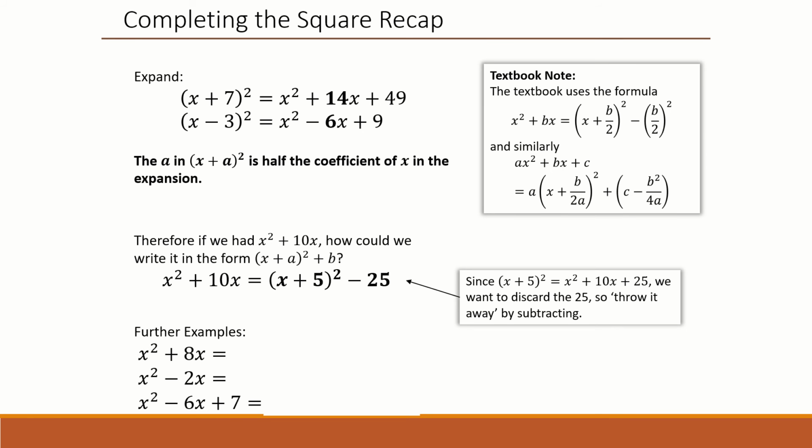Have a go at these further questions. The first one, same as the question before. You half the x term, and you should get (x + 4)² − 16. Second question, you should get (x − 1)² − 1. The third question, you should get (x − 3)² − 2.